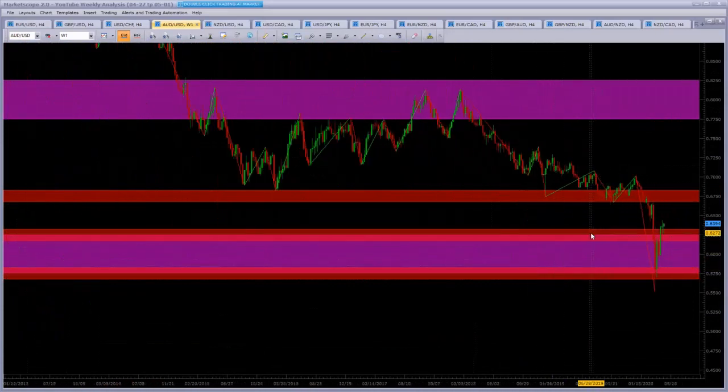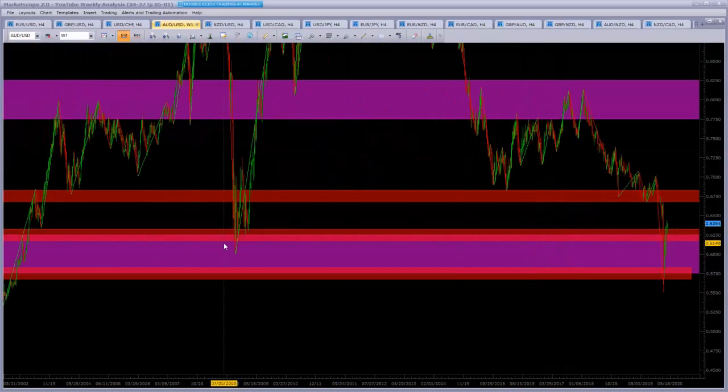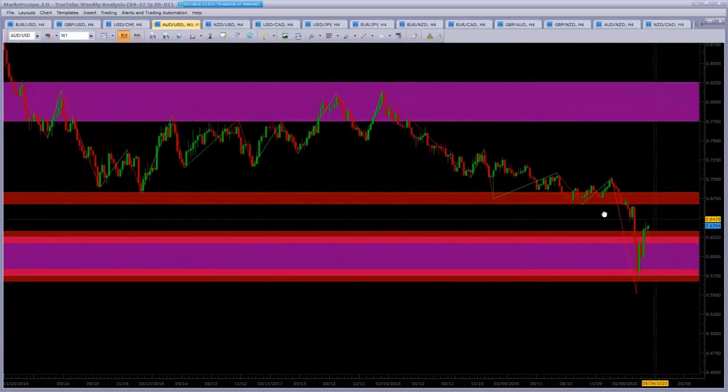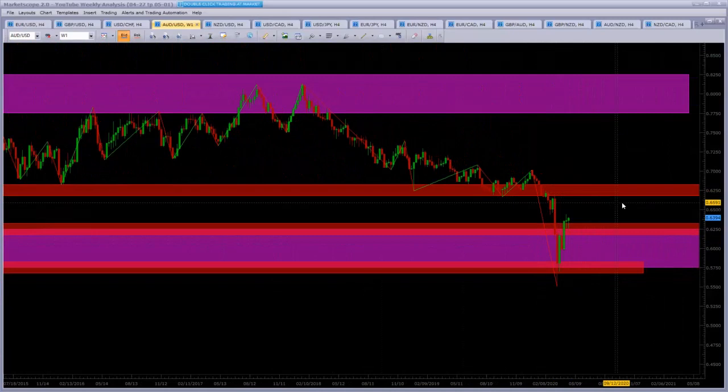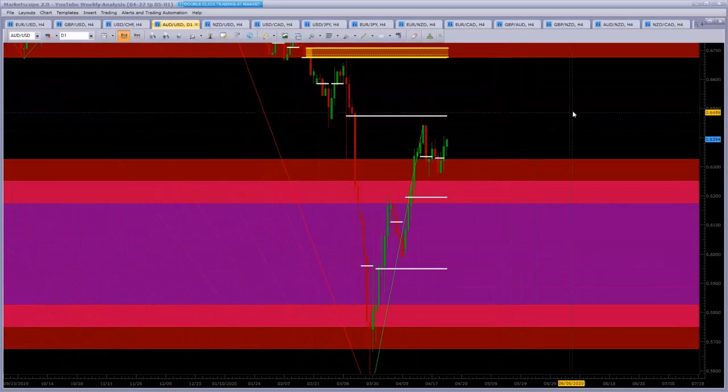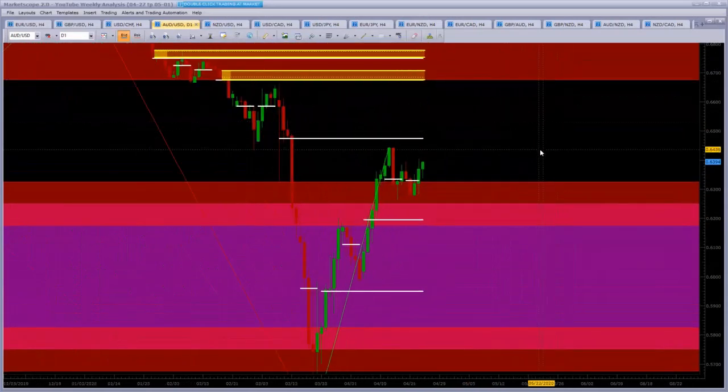Looks like we took out this weekly area of resistance, came back, retested. So our next level of resistance is right around the 67.50. Let's go ahead and take a look at the daily chart. Once again, the daily chart. Let me go ahead and start drawing my lines, the areas of importance.